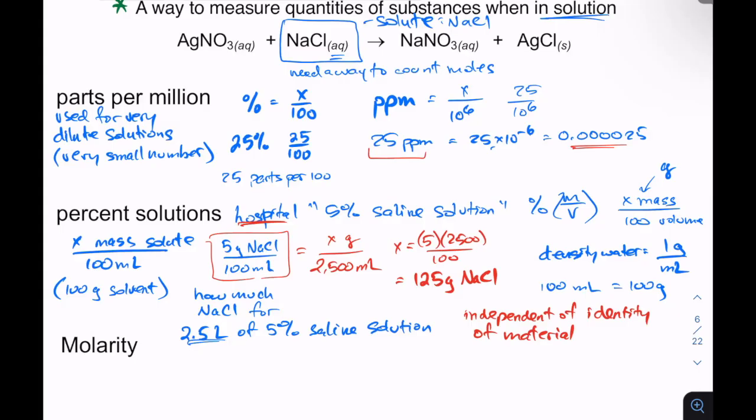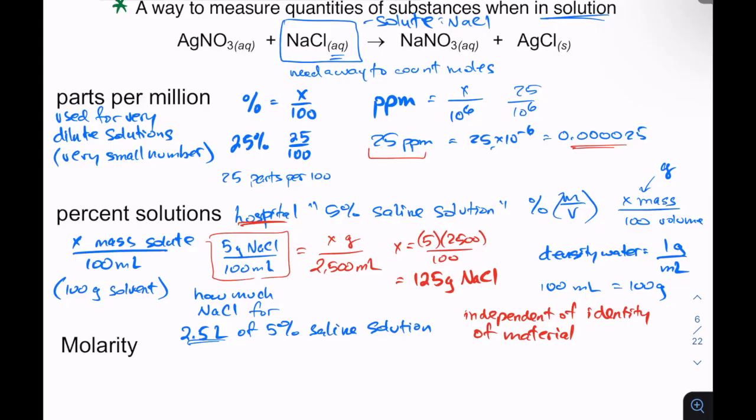If I needed to make a 5% glucose solution, it's the same thing. I'll take 125 grams of glucose and put that in 2.5 liters. If I need a 5%, I don't know, make up your compound, whatever, okay? It's independent of the identity. We're just making a 5% solution. So all we care about is the mass of whatever it is divided by the mass of the solvent, or in this case, milliliters of water, okay?